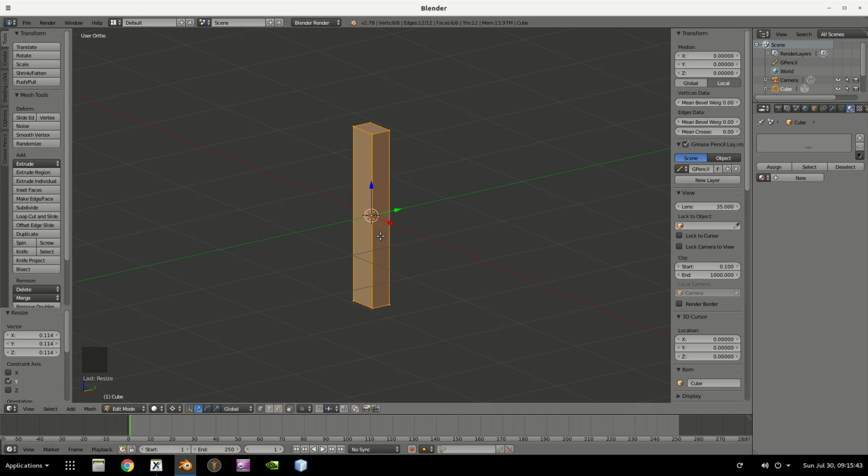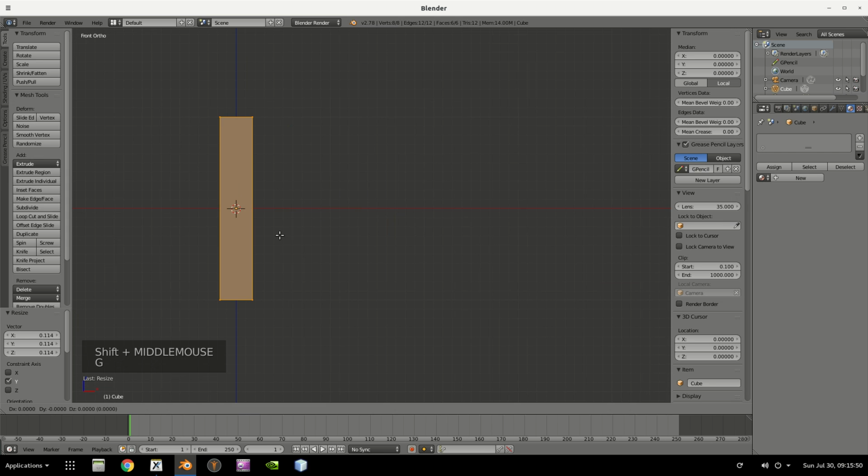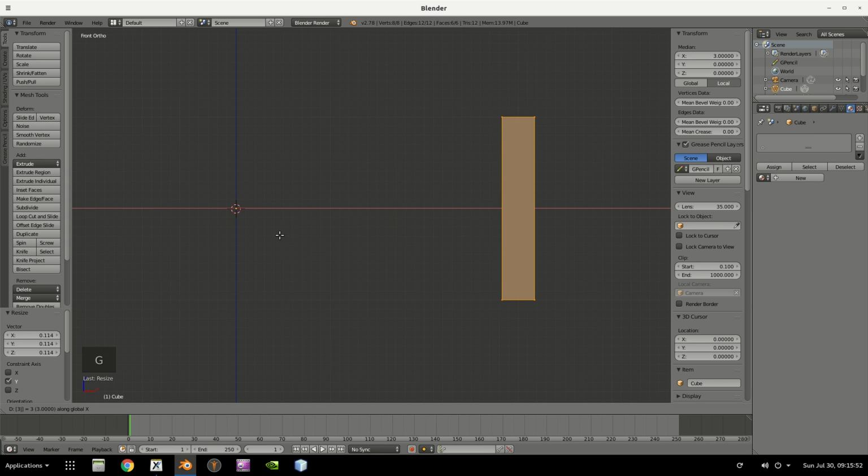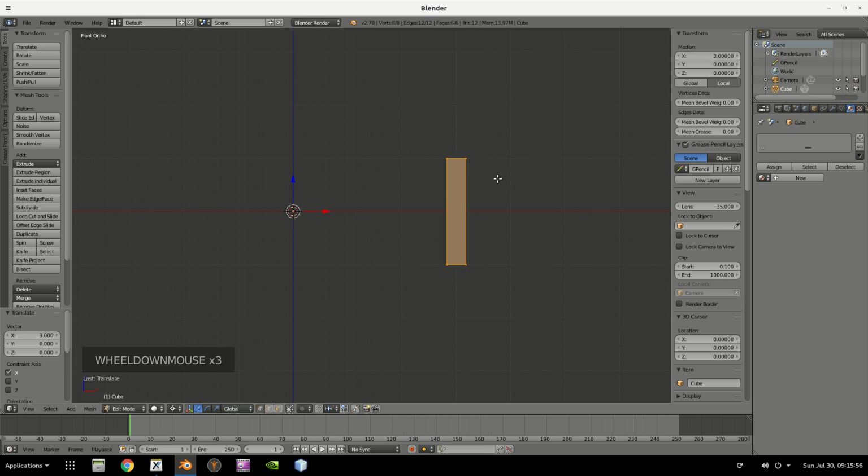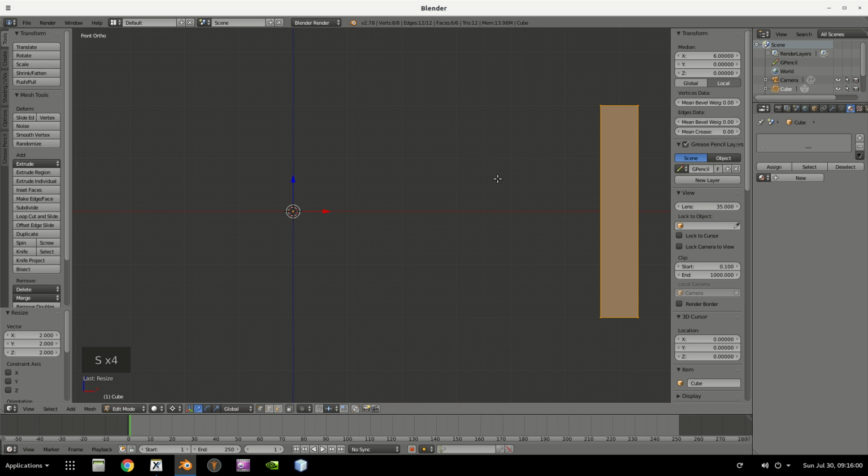So let's say we get a stick-like cube, right? And we want to move it towards the x-axis by 3 units first. And after we move that, then we want to scale it twice. All right, so this is going to happen.